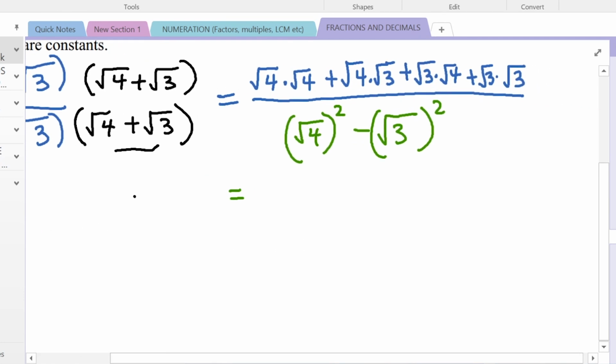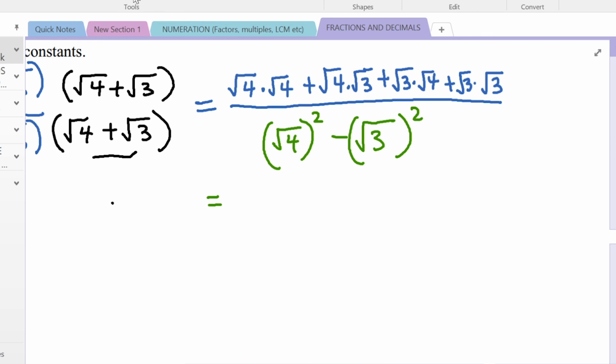So moving on, we are now working this down. So root 4 times root 4. When you multiply two roots, you end up with the same number. Let's demonstrate it here.